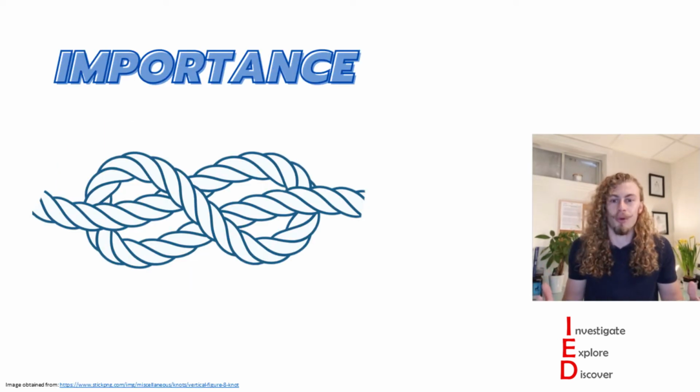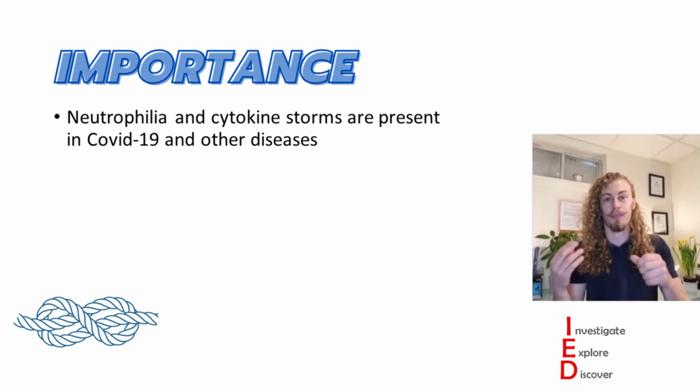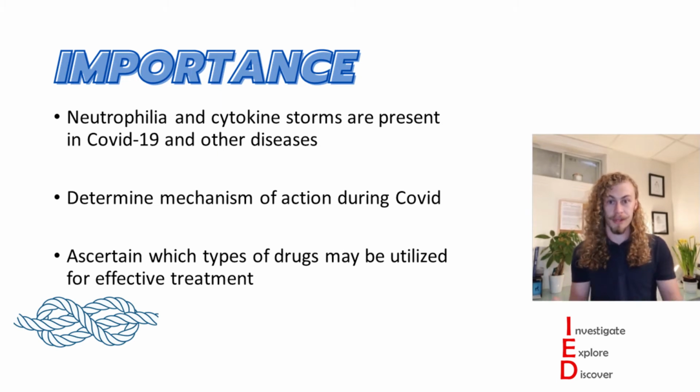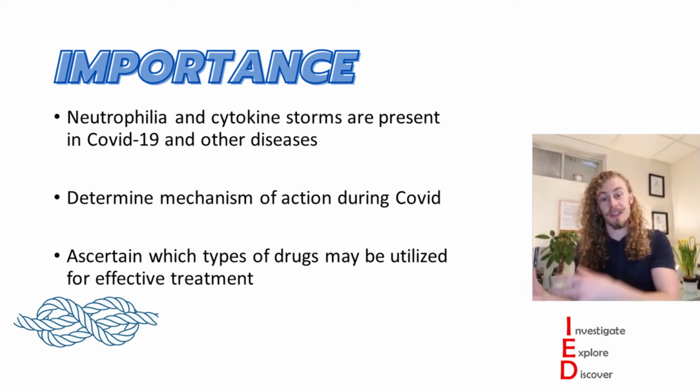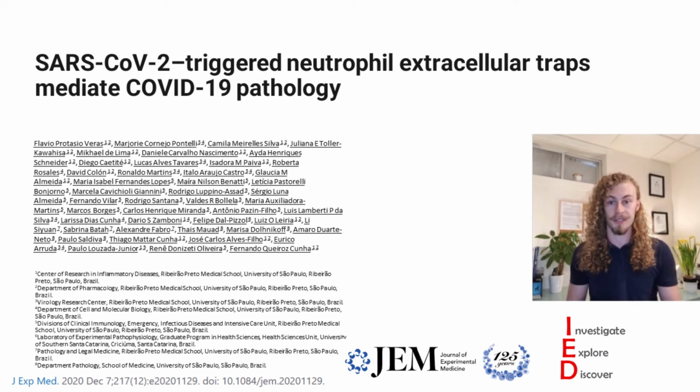This brings us to why it's important to look at neutrophils, particularly in the case of COVID-19. This is because neutrophilia, or the increase in neutrophils, and cytokine storms are present in COVID-19 and other diseases. So by determining the mechanism of action during COVID, we can ascertain what type of drugs may be utilized for effective treatment. This brings us to the specific paper that we're talking about today, which is SARS-CoV-2 triggered neutrophil extracellular traps mediate COVID-19 pathology by Veras et al. From the University of Sao Paulo, Brazil.